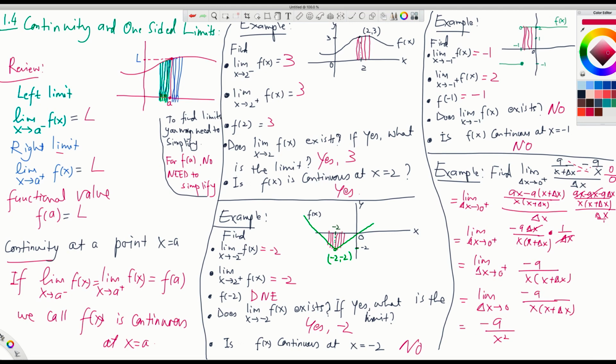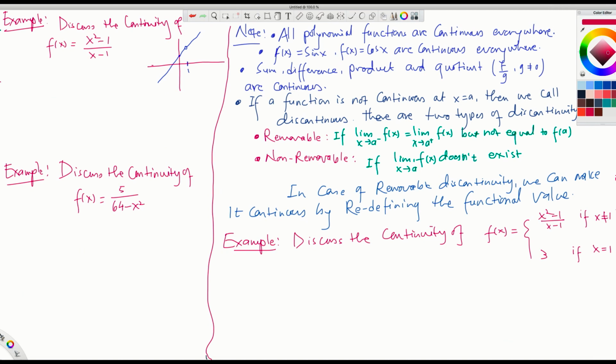Okay, so let us do another example. In this example, discuss the continuity of f(x) = (x squared minus 1) over (x minus 1). If you remember from college algebra, how do I find the domain of a function? The domain of a function is the x values where the function is defined.